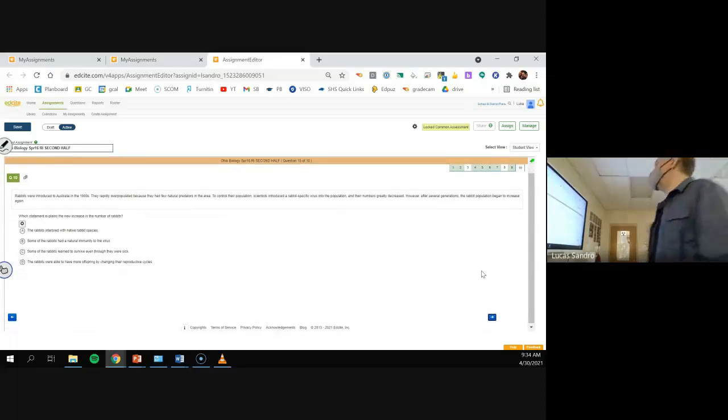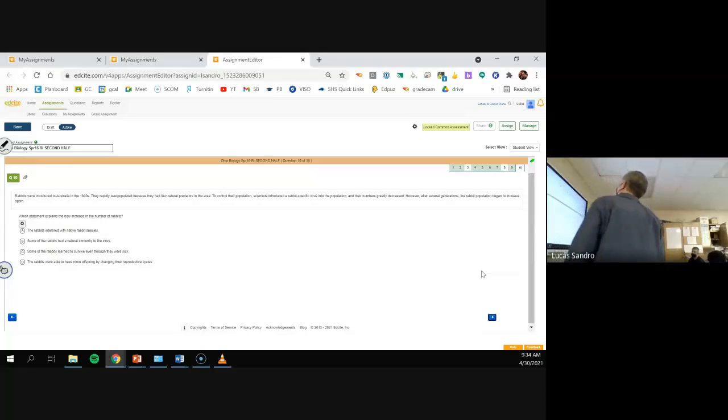Is this the last one? Last one, rabbits in Australia, 1800s, overpopulated, few natural predators, because there've never been rabbits there before. To control it, they introduced a rabbit-specific virus. What could go wrong? And their numbers greatly decreased. However, after several generations, the rabbit population began to increase again. Which statement explains the new increase in rabbits? A, the rabbits interbred with native rabbit species. Isn't the whole thing that there weren't any rabbits? Yeah, that's not right. B, some of the rabbits had a natural immunity to the virus.